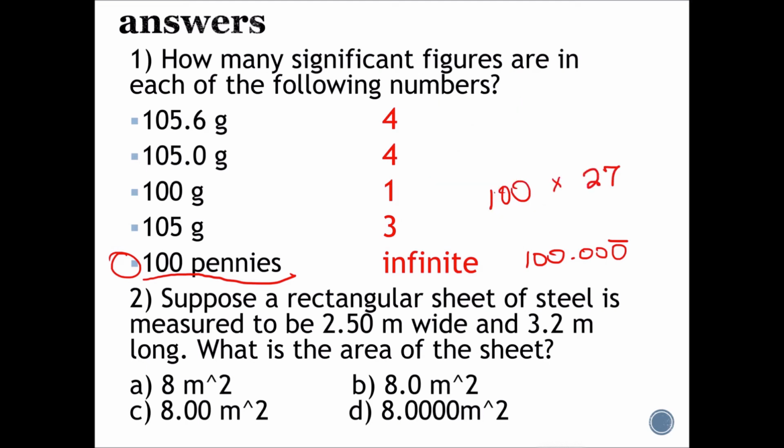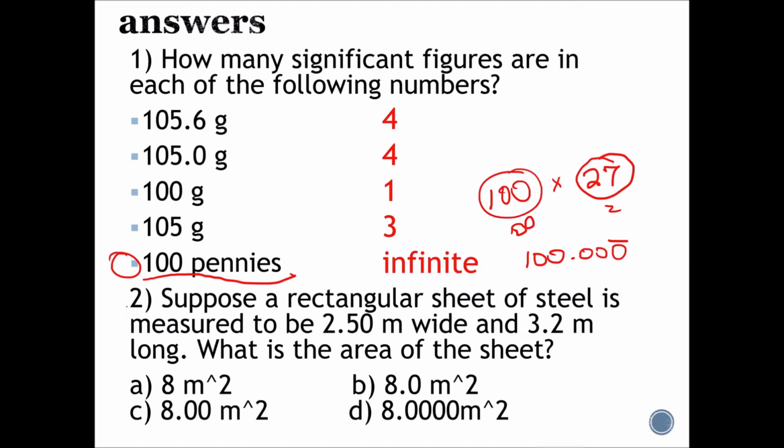So if you wanted to say like 100 pennies times 27, for example, you would use this as your number of significant figures because infinite is greater than 2 sig figs. So this one has an infinite number because it's 100 pennies, and this has exactly 2 significant figures. So your answer should have 2 significant figures.